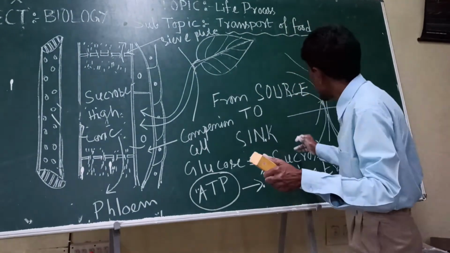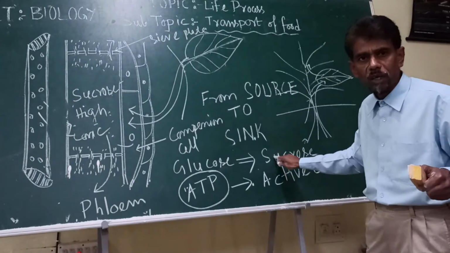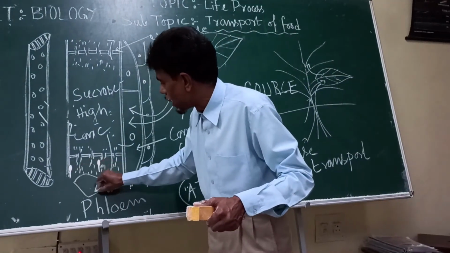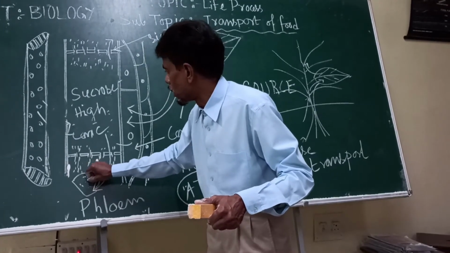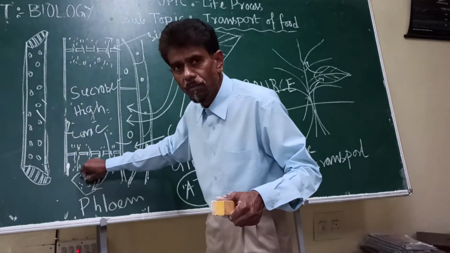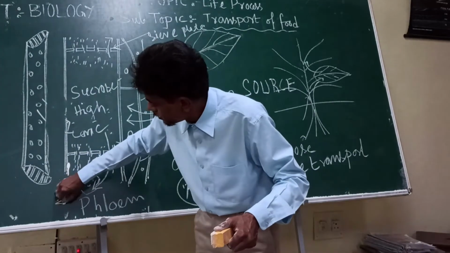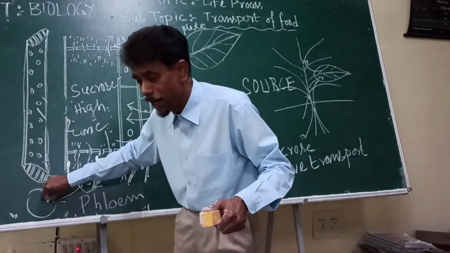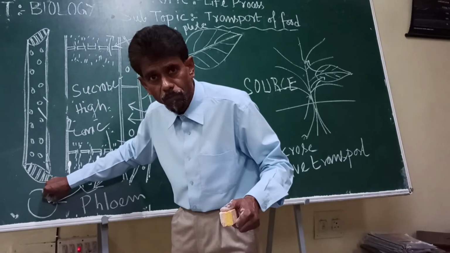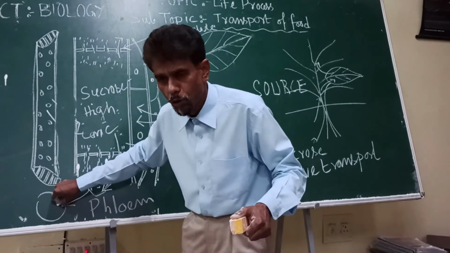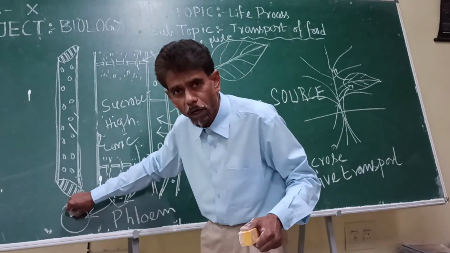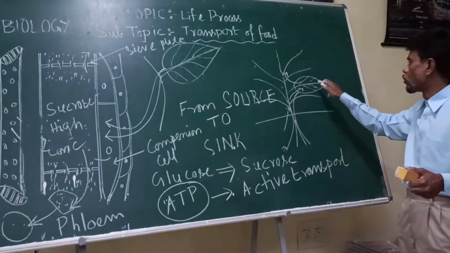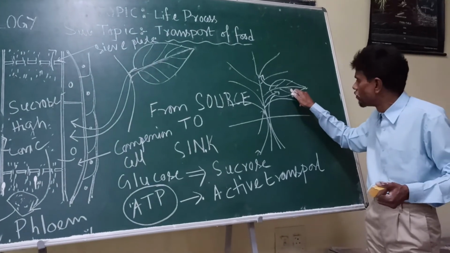And how is it from source to sink? Likewise, from that part where there is a high concentration of sucrose solution to the adjacent part or cell or tissue where there is a low concentration of sucrose, that is solute, otherwise we call it, from here it will be loaded there. So like that, from source to sink, that is, from where it is prepared in the leaf.